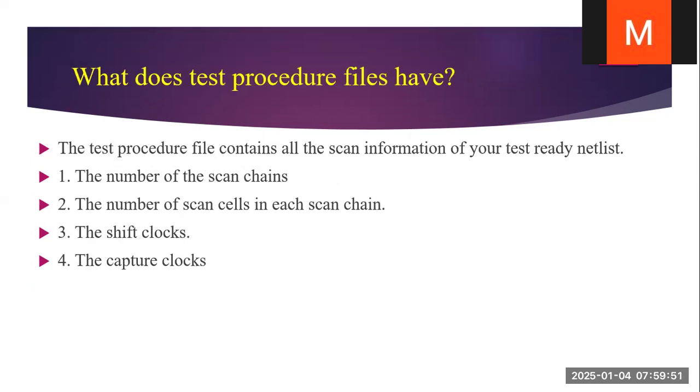What does the test procedure file have? The test procedure file contains all the scan information of your test-ready netlist. It contains the number of scan chains, the number of scan cells in each scan chain, the shift clocks, the capture clocks, and also a setup, the procedure for shift, the procedure for capture, and the procedure for load unload. All this information we have in the test procedure file, and it can be read during ATPG.